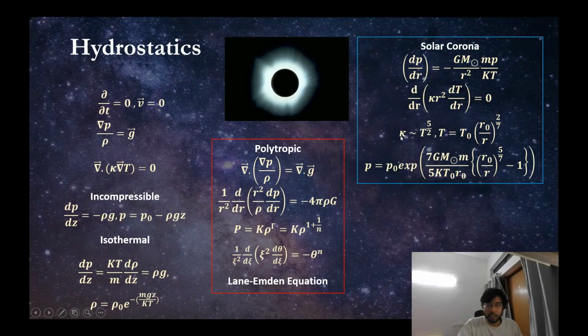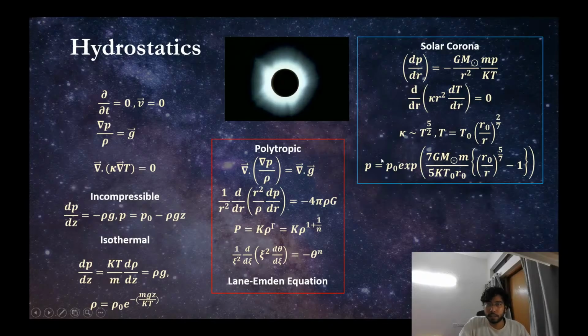Now for the solar corona, kappa is assumed to be T to the 5 by 2, and by solving this equation, you can get this relation. And then putting this relation into this equation, if you put the value of T over here and then solve this equation explicitly, you will get this expression. So this was done in the lecture, so I'm not going into the detail. But if you have any questions, just ask me.